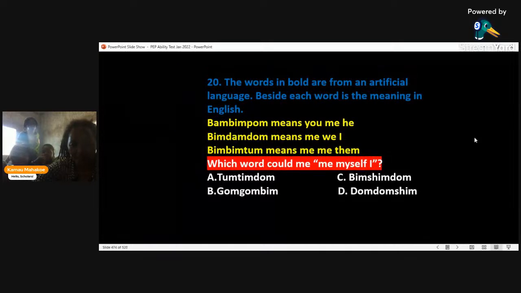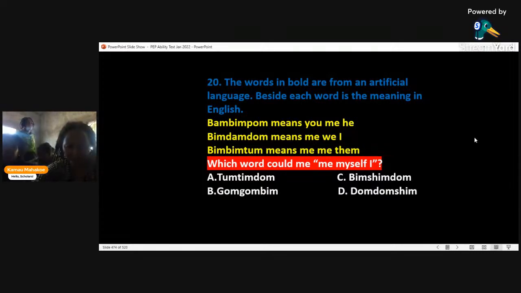Natty shatty. Bam bing pom means you, me, he. Bim dam dum means me, we, I. Bim bim tom means me, me, them. So which one means me, myself, I? Bim dum. I would say C. Everybody agree? Me, myself, I? I don't know what myself is, so I look at the two words that I do know, me and I. So, right. And sometimes you're going to see words that are not there. Oh, yeah. But you have to look at what's already there.